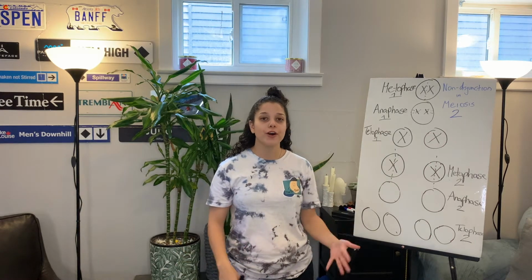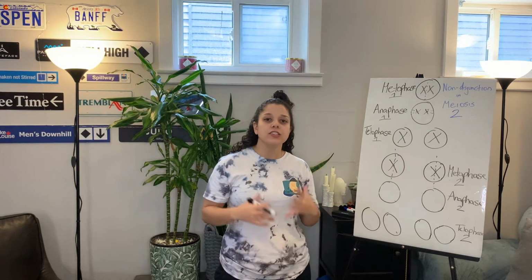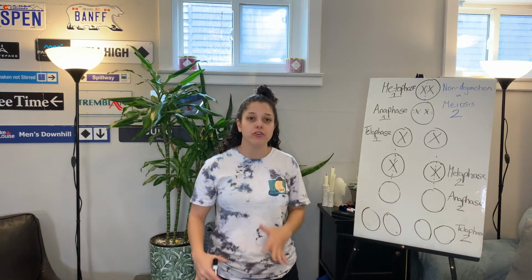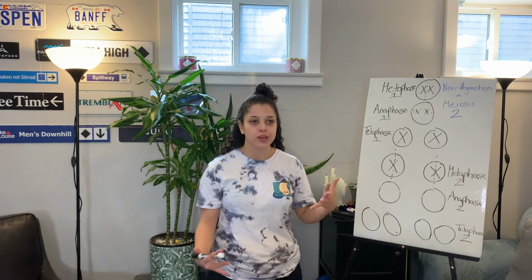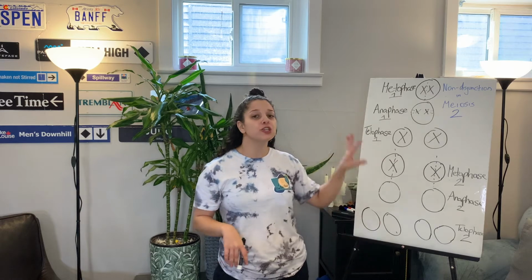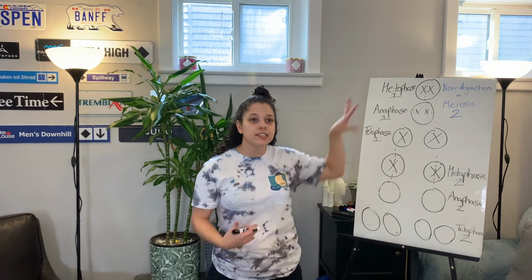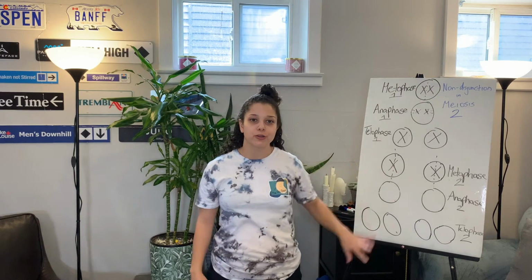Alright, so now we're going to follow through what happens if non-disjunction occurs during meiosis 2. So it's going to be happening during anaphase 2 of meiosis 2. Something I just want to mention here, you don't see prophase in this diagram because I cut it out just for ease of explaining it, and so it all fit on the board nicely.